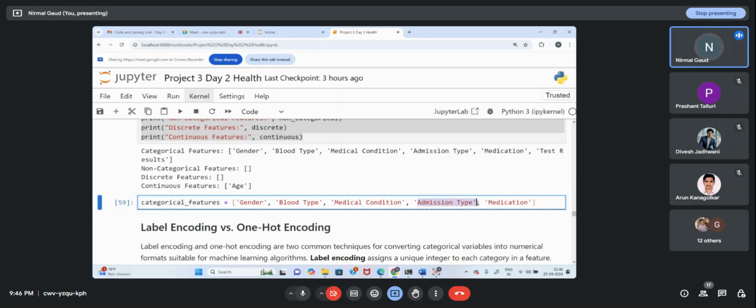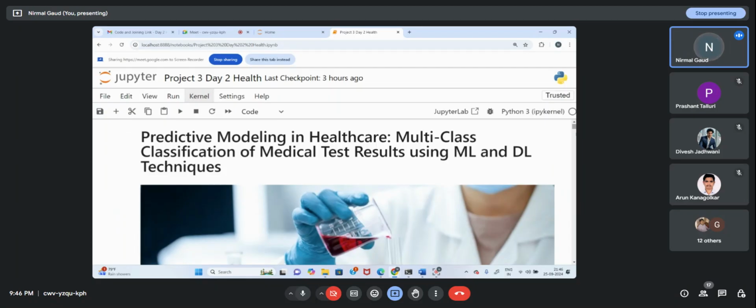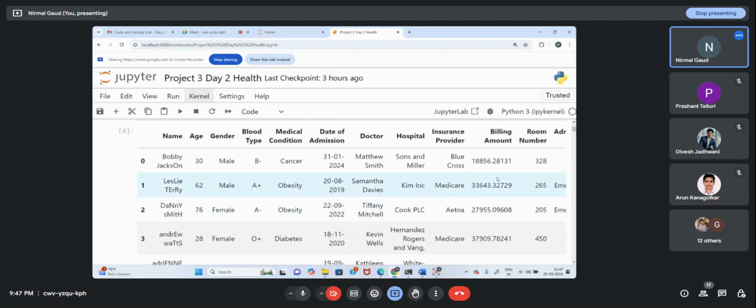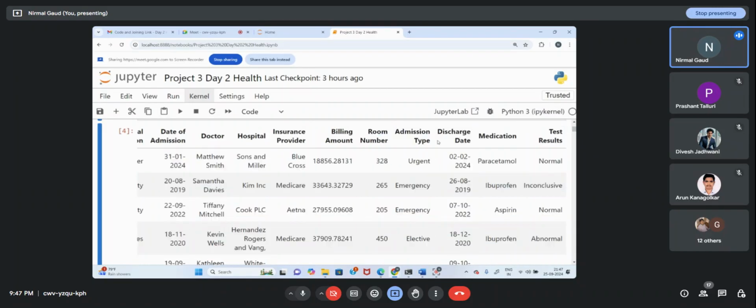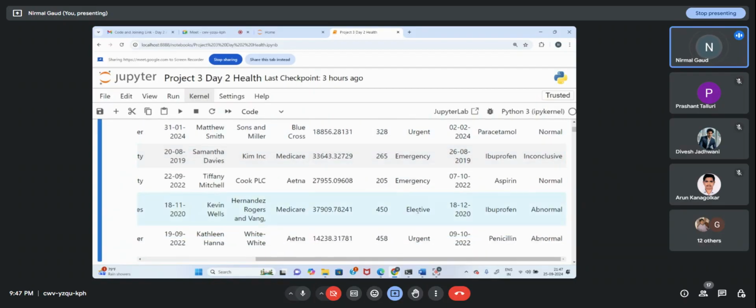Is it ordinal? What is the admission type? Again, you can check the admission type. Urgent, emergency, elective. So is it ordinal? Yes, it is a priority. It's a priority-based feature, so it can be considered as ordinal.